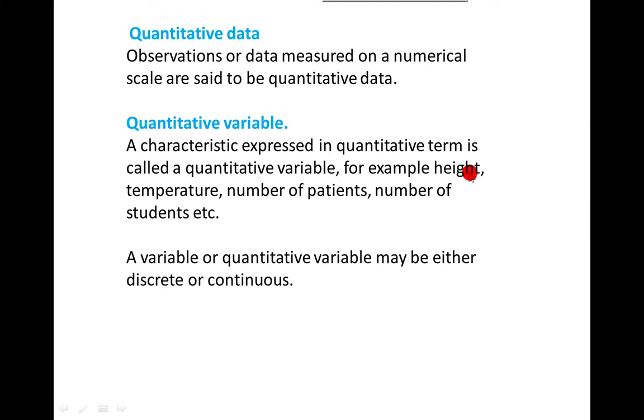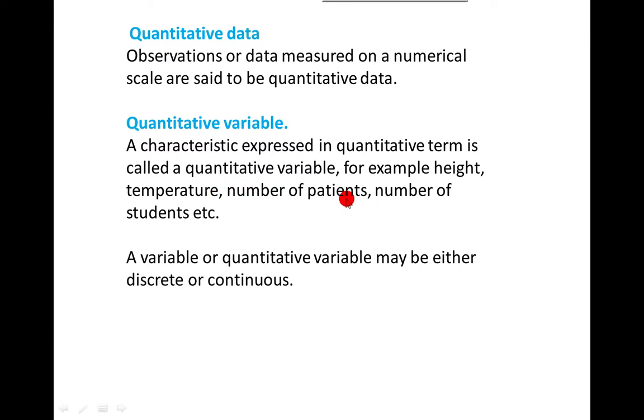For example, height. Height is a variable, changeable. The height of a person changes person to person. Temperature is a variable; 1 degree centigrade, 2 degree centigrade, 10 degree centigrade is the data. If you collect the data of the temperature, which is the variable, the collection of the data is called quantitative data of this variable.